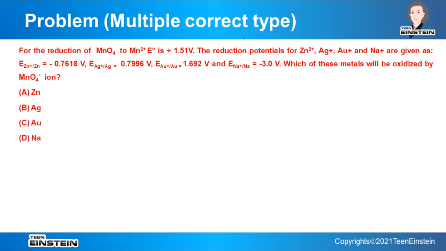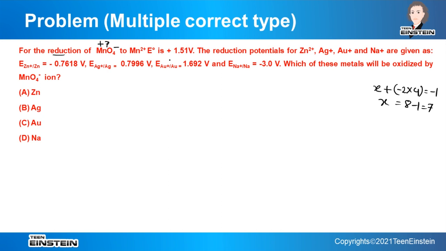Now this is multiple correct. For the reduction of MnO4 minus to Mn2 plus. Why is it reduction? Because here the oxidation state of Mn is plus 7, which you can easily calculate. Suppose Mn has oxidation state X, and oxygen is minus 2 each, so minus 2 into 4, and the overall charge is minus 1. So X must be 7. So from plus 7, it is now reduced to the plus 2 state.